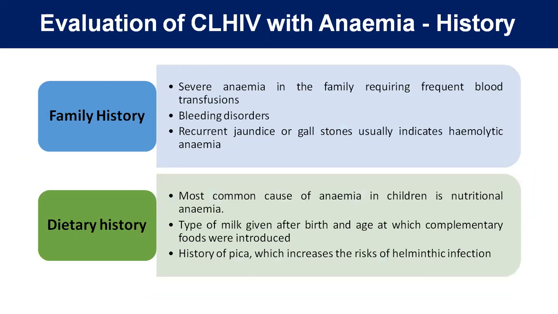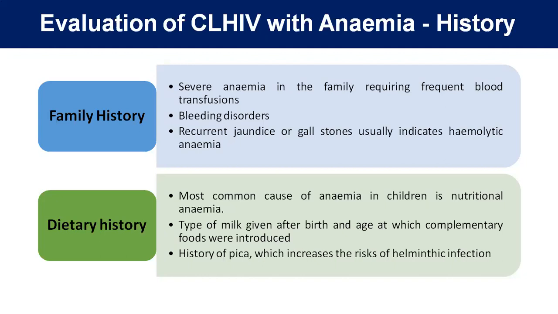Next comes the family history. Severe anemia in the family requiring frequent blood transfusion, as in thalassemia patients. Any history of bleeding disorder in family, like in hemophiliacs, they might have an uncle or somebody with a bleeding disorder, which could also lead to anemia. Recurrent jaundice or gallstone usually indicates a hemolytic anemia.